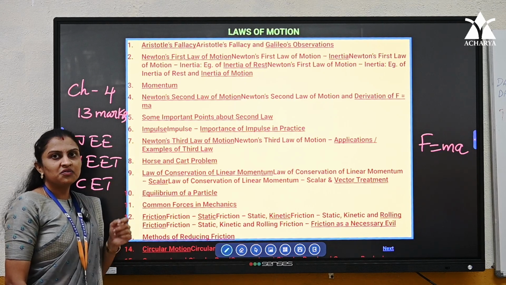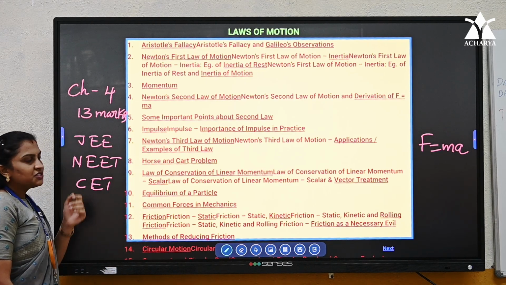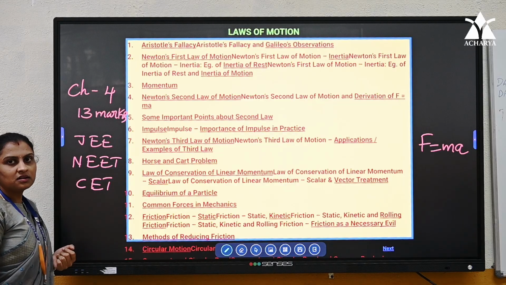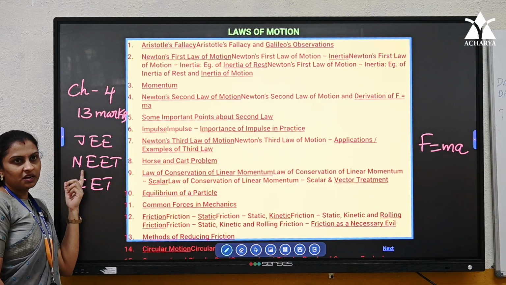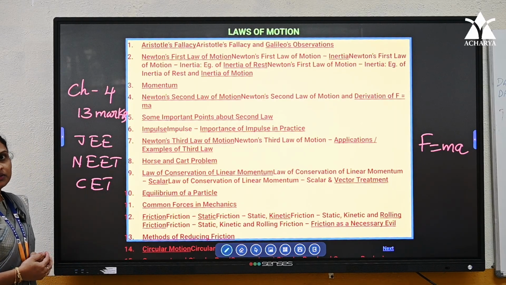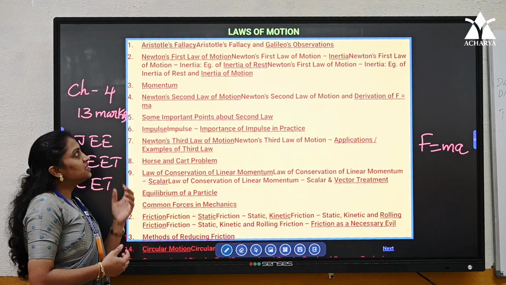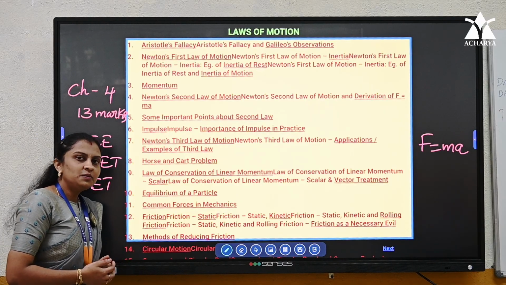Physics, first PUC, chapter number 4. In this chapter, the total marks covered are 13 marks and it is very important for JEE, NEET as well as CET.